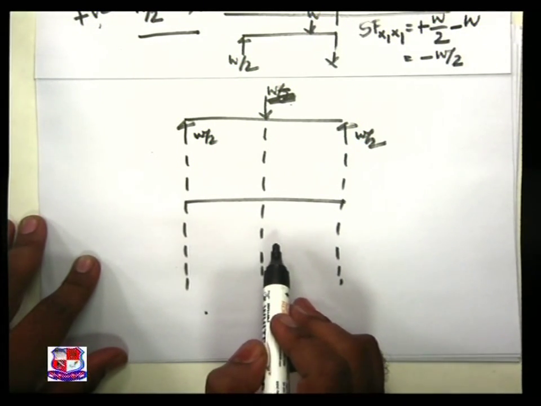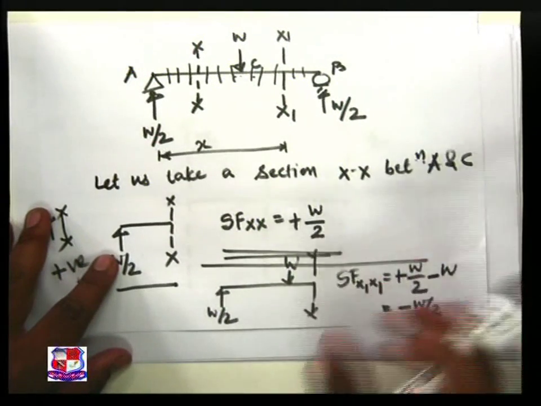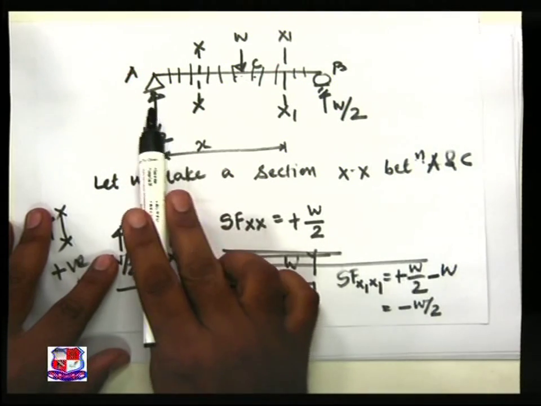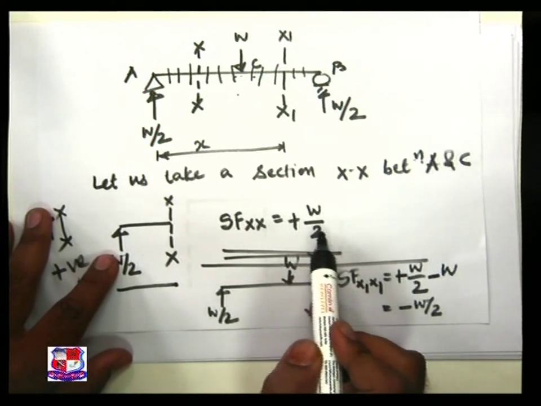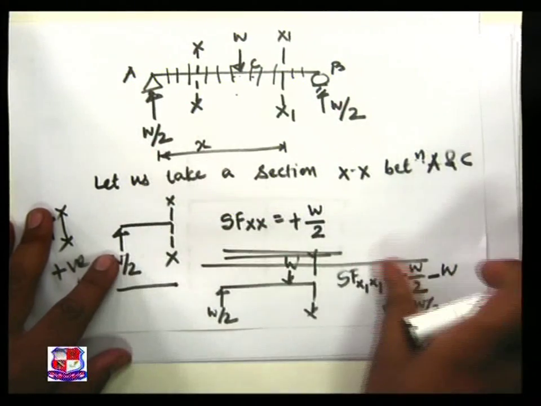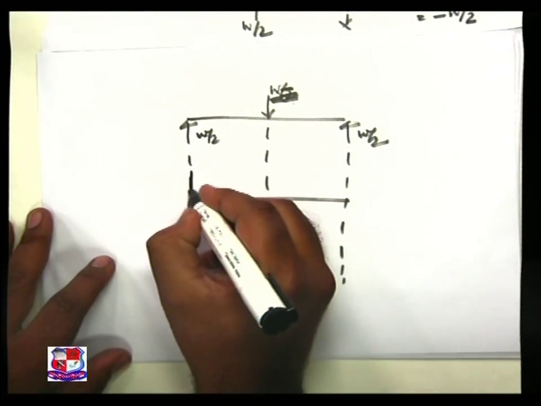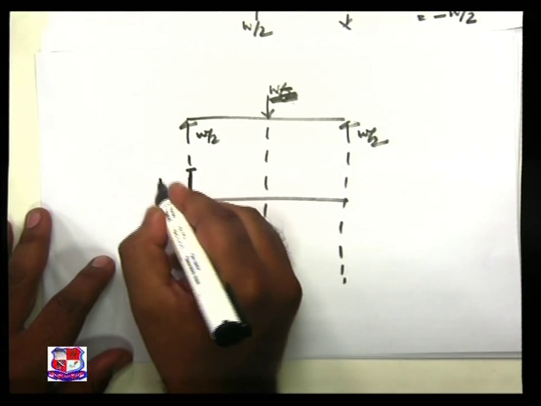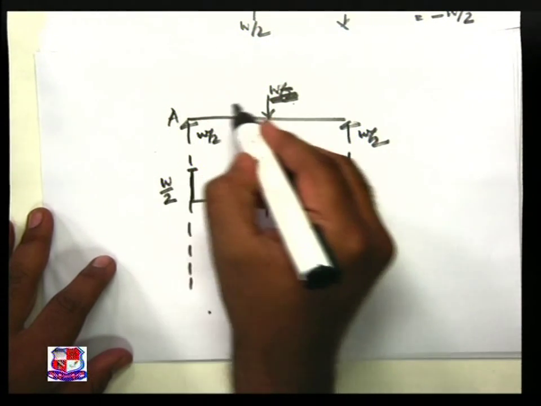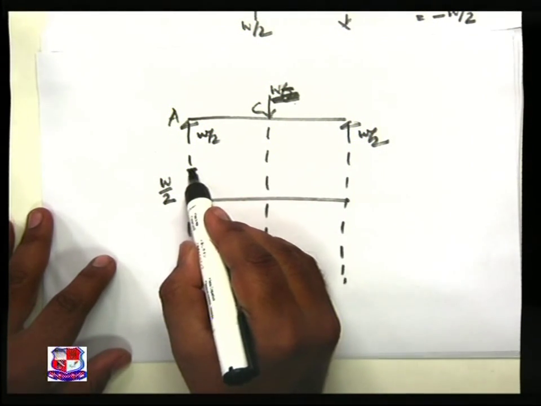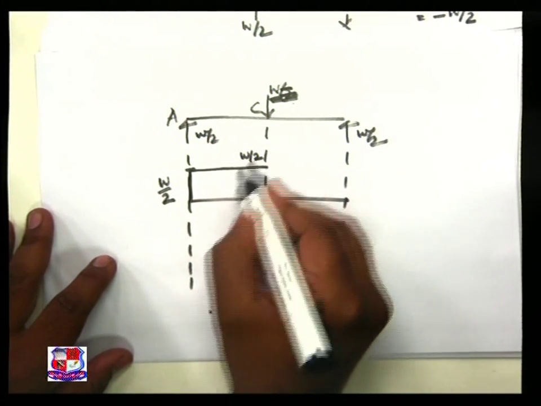Now what we found out, see over here, if I take a section between A and C, the shear force variation comes to be plus W by 2, just like RA. So the shear force variation at this point is W by 2, and at any section between A and C it remains unchanged, and it is plus W by 2. So this is my plus sign.